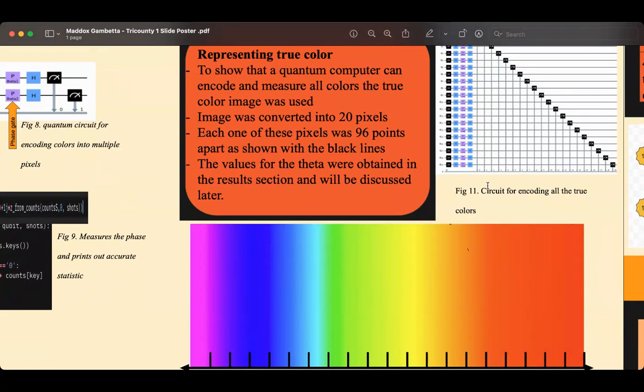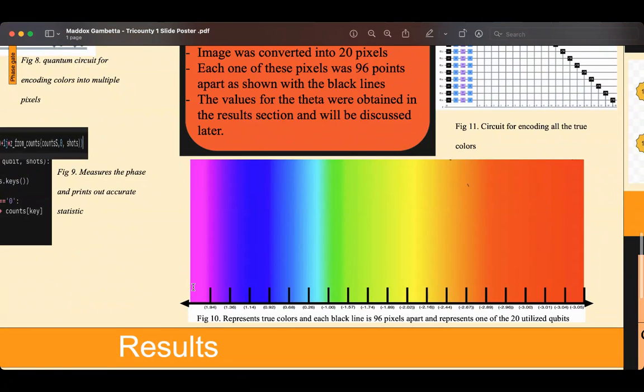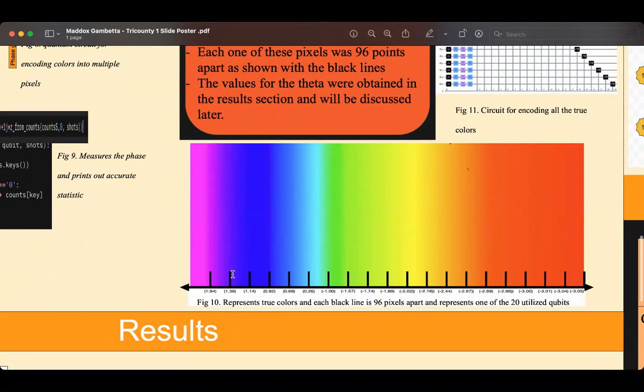On the right, you can see that this is the circuit utilized for encoding these colors. And if you go from left to right on the circuit and left to right on the true color image, you can see that all the theta values line up.